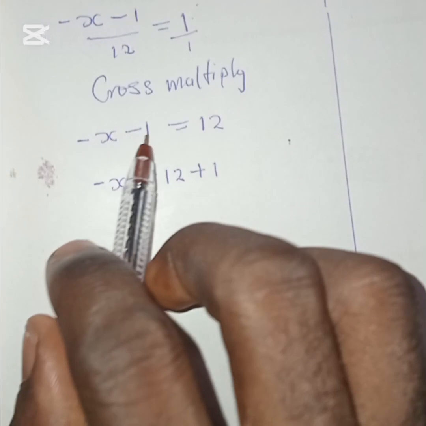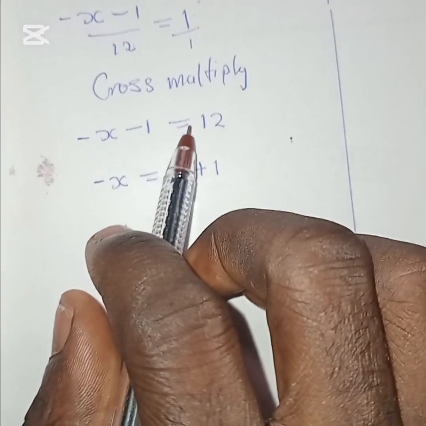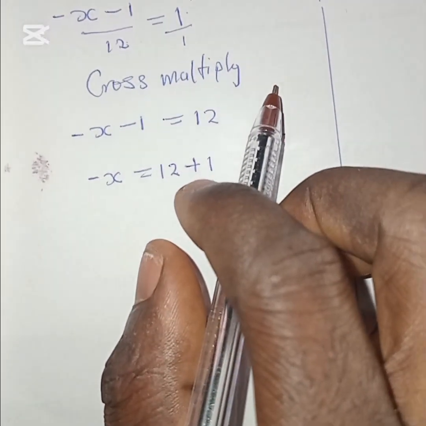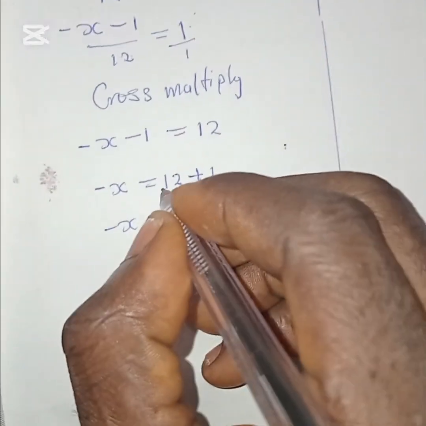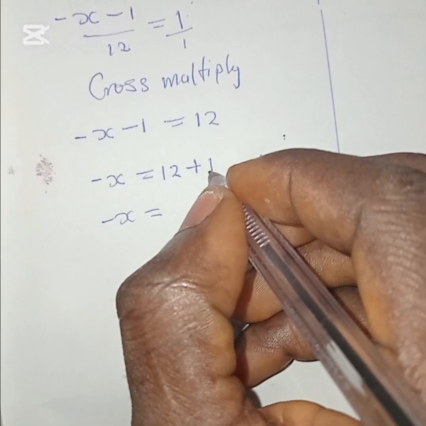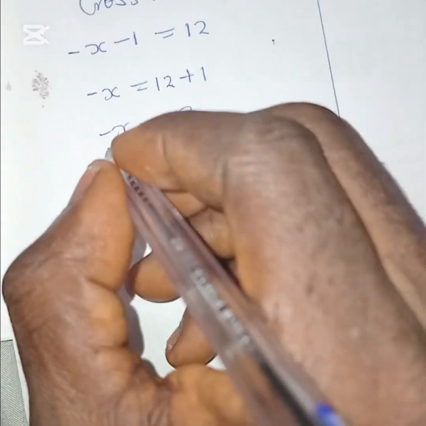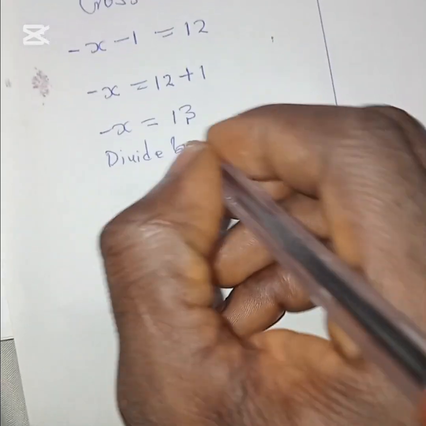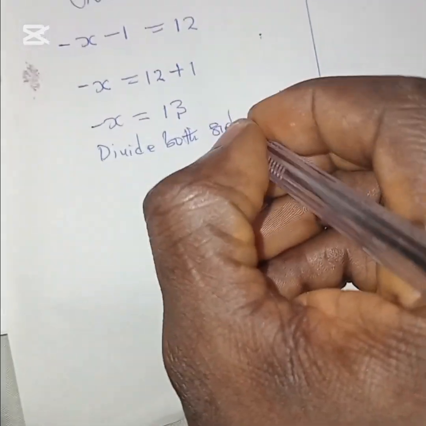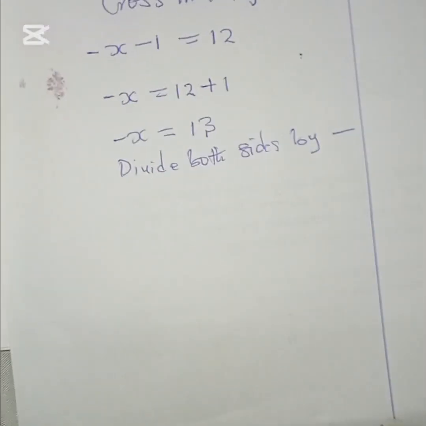Remember, if a positive sign crosses the equality sign, it will turn to negative. If a negative sign crosses the equality sign, it will turn to positive. So now minus x is equals to 12 plus 1, which gives you 13. So now divide both sides by minus.